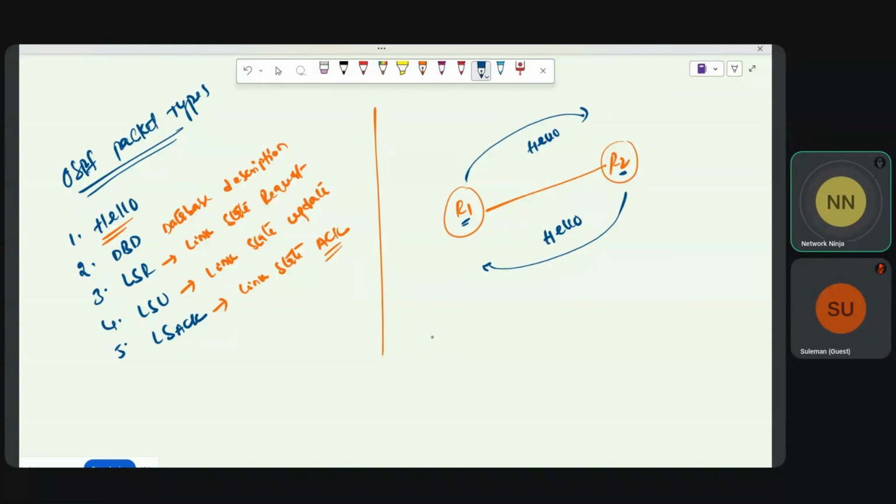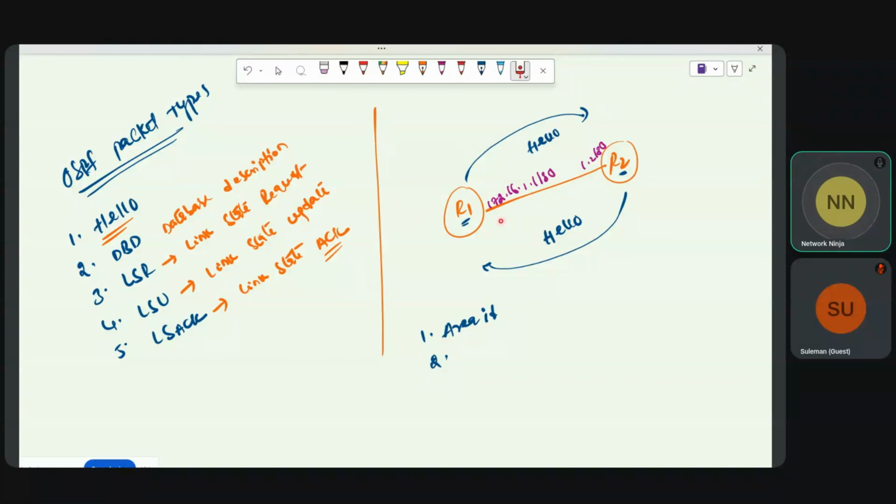First, the area ID has to be matched. Then the network ID and the subnet mask. I told you, both routers have to share the same link, and both routers should have the same network and subnet mask. So we can use here 172.16.1.1/30 and here 1.2/30. Then only both routers are going to form the neighborship.